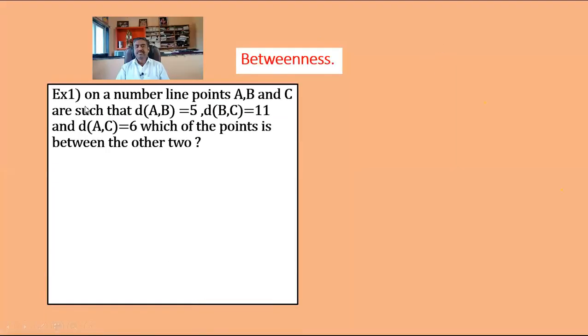Example first for betweenness. On a number line, points A, B and C are such that distance AB is equal to 5, distance BC is equal to 11, distance AC is equal to 6. Which of the points is between the other two?